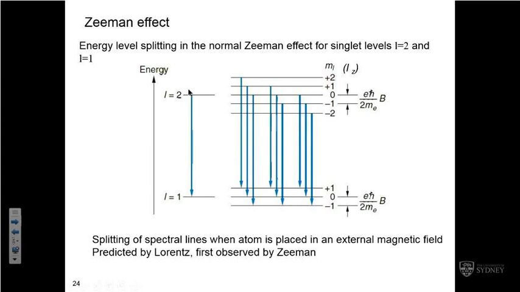And so when you're doing spectroscopy of these atoms in a magnetic field, you will detect various transitions from all of these different possible combinations. Okay, so this was first predicted by Lorentz, and it was first experimentally observed by Zeeman, hence the name of the effect. Okay, so let's go on a little bit more.